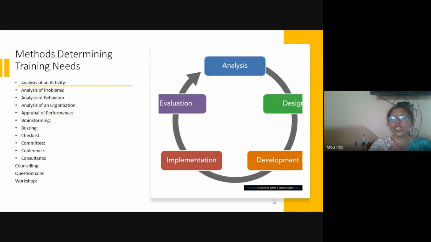Okay, so you need to analyze how a training module is being developed. You have to design, then develop that program, then implement that program, then evaluate. Suppose you develop a training module: you first design it, develop it, then implement it for your employees, then evaluate, in the sense of how useful it is, after implementing that training program, for the employees as well as for the organization.